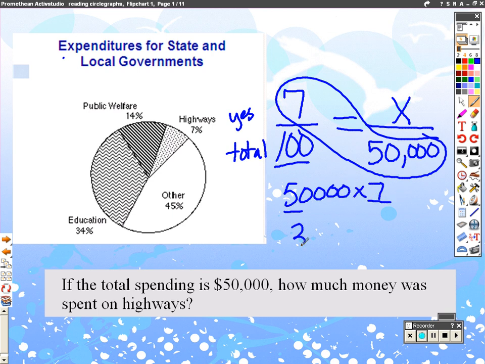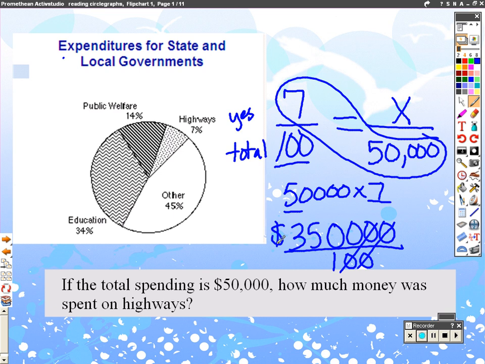5 times 7 is 35, and copy my zeros. 1, 2, 3, 4. Okay, and then I'm going to divide by 100. Again, another easy one to divide by. I can cancel my zeros, and I get 3,500. Now, another question they could ask me about this data is, what percent did they spend on education and highways combined? So I would do 34 plus 7 and get 41%. There's a variety of questions that they could ask.